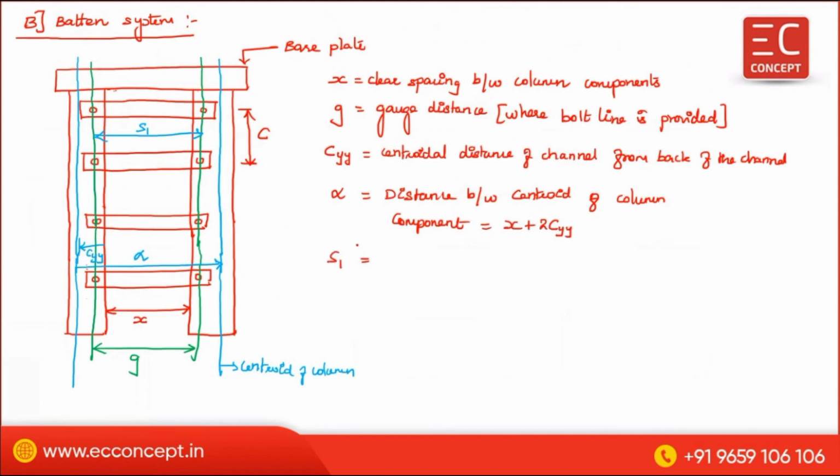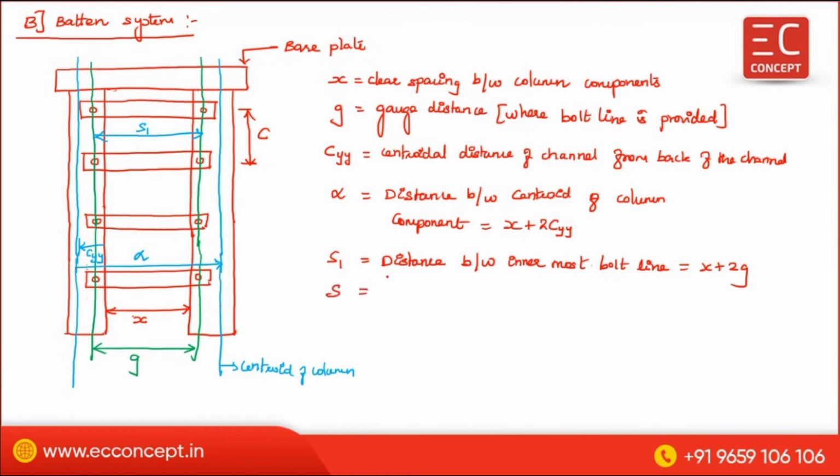S1, which is equal to distance between innermost bolt line. See, alpha is the distance between this blue line and this blue line, right? Understood, right? That is x is the clear spacing, 2 times this is CY, this also CY. That's why. S1 is the distance between innermost bolt line, which is equal to x plus 2g, right? This is the innermost bolt line. X plus 2g is S1. So this is the S1.